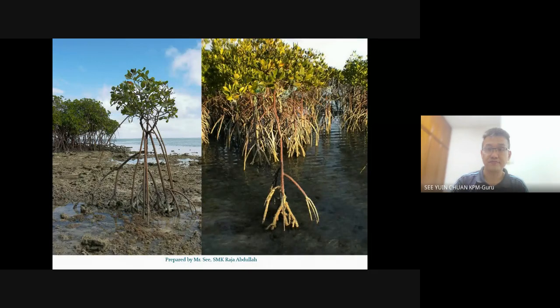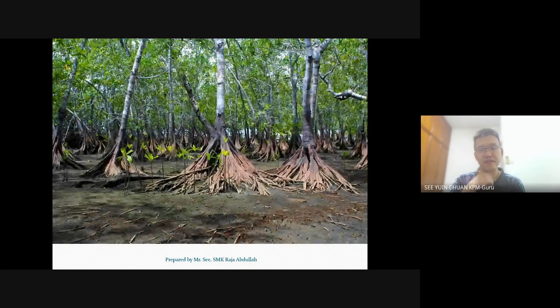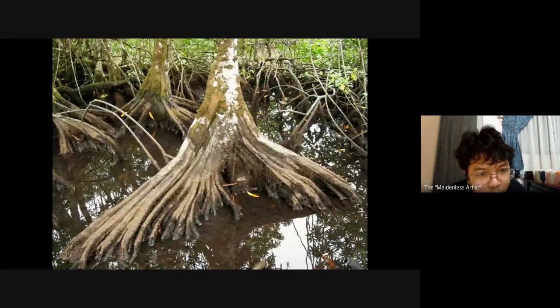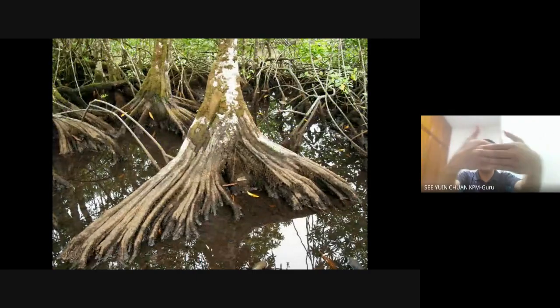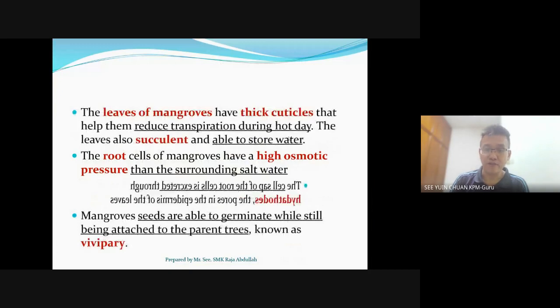Right. You get it? And that is the fourth plant and the last for this halophyte topic that you need to remember: Bruguiera. Bruguiera has buttress roots and knee-shaped pneumatophores. Buttress root is like this. It's like something that can hold water. Buttress root. Are you okay with that?